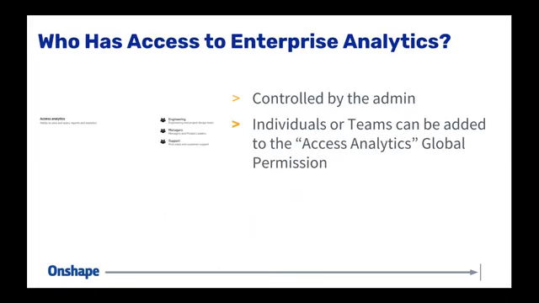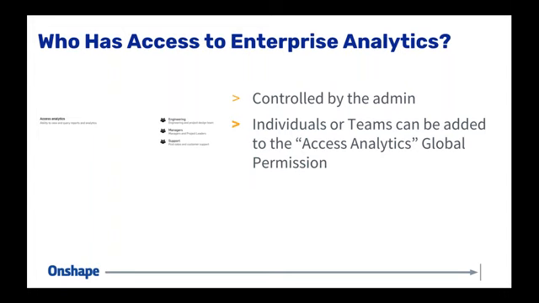So the next natural question is, who has access to this? And this is leading back to what I was talking about a moment ago. By default, typically this is an admin function, and the admin in the organization is by default the person that has access to the analytics, but they also control who else has access to the analytics. And so I'll say that as a global permission, as an admin of a company, one of them is access analytics. And this is where you can add other teams or individuals to the ability to see the analytics.